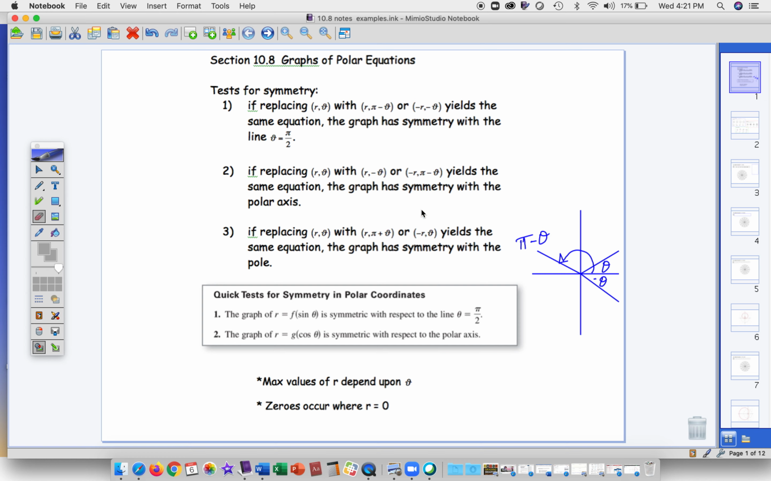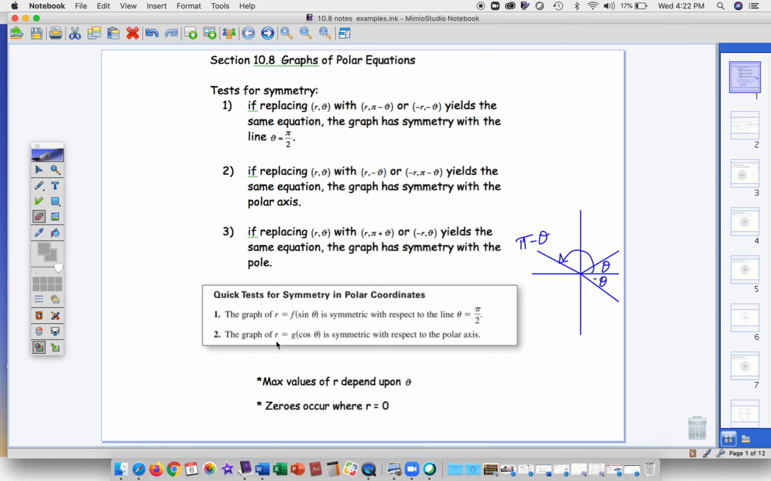I don't memorize all of this, but I do keep in mind the quick test for symmetry. If the graph is in the form r equals f of sine theta, then it's symmetric with respect to the line theta equals pi over 2, which should make sense from what we've talked about in the past. The sine of theta depends upon y, and the sine of theta is the same as the sine of pi minus theta. So you have those same values, which gives you that same y value over the vertical. You have that symmetry.